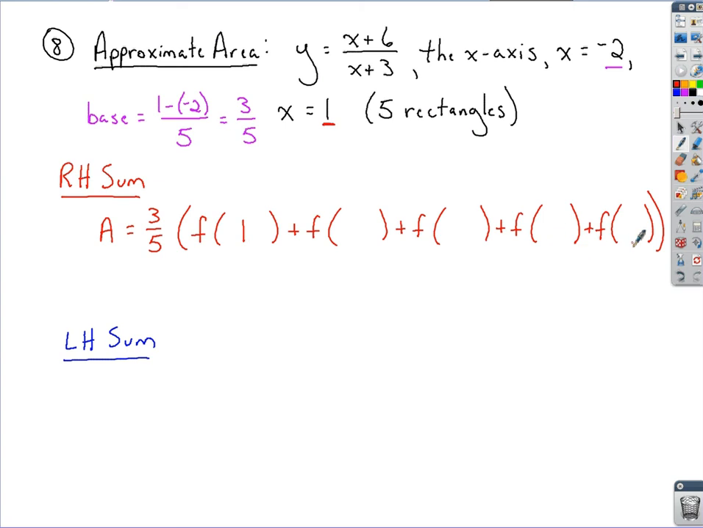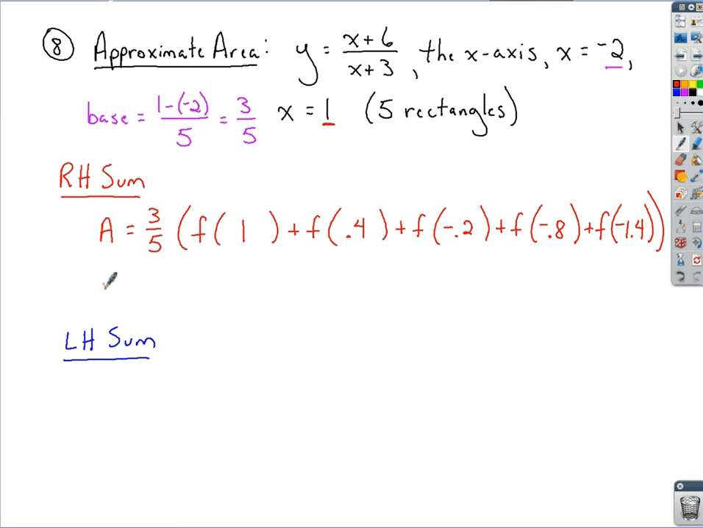So if 3/5 is my base length, or 0.6, I'm going to take 1 and subtract 0.6, and I'm going to get 0.4, or 2/5. At 0.4, I subtract 0.6 to get my value for the next function. That's going to be -0.2, or -1/5. At -0.2, I subtract 0.6 and get -0.8. If I subtract 0.6 again from -0.8, I get -1.4. So here are my values that I'm going to plug into my function.